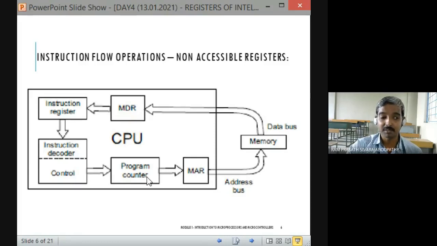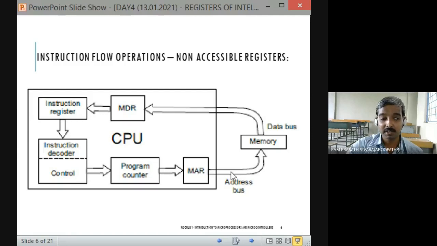Meanwhile, the program counter will increment to point the next address, but the content in MAR will be as it is. So what does that mean? The address of the current instruction being run is with whom? It is in MAR. We need to fetch the next instruction, right? That address will be available in the program counter.